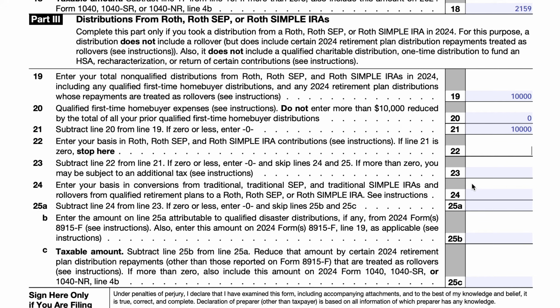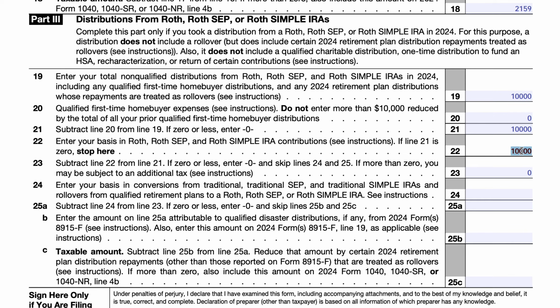Let's just say that our basis was $10,000. And so this amount would be zero. If it's zero or less, you can skip line 24 and line 25. Then that would be it. Basically, what you're saying is it was a non-qualified distribution, but technically my basis was the same amount, so it's okay.